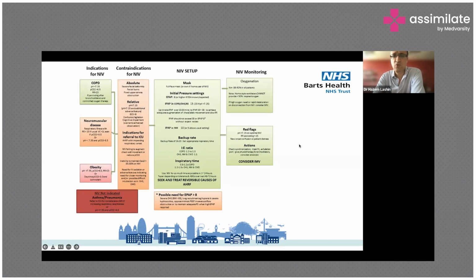call ICU or review your action are if the pH is deteriorating or the respiratory rate is also not improving. So check synchronization, mask fit, and then consider intubation and mechanical ventilation.